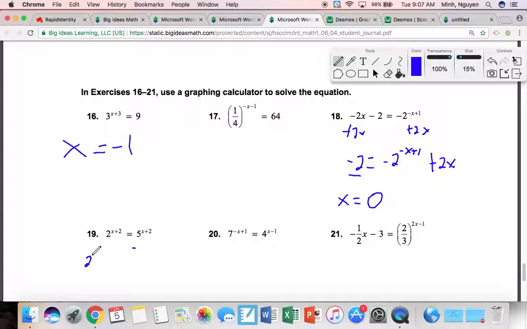So 2 to the x plus 2 minus 5x plus 2 equals 0. Wow, once again, so 20 you will solve exactly the same way. 21 you will solve like you solve this. You add half x to both sides. And you look for when y is equal to -3. For this one I subtracted it, so you'll subtract that as well.